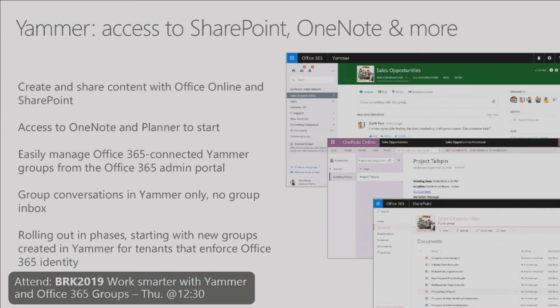So you just saw the demo. Yammer is now connected to Office 365 Groups. So when you create a group in Yammer, it creates an Office 365 group. And you saw everything that you could do with it, so I don't have to explain each of those pieces again. So now you have access to your SharePoint, notebook, and more. You are managing that group centrally in your Azure Active Directory portal, just like any other group, because it is the same group. We are in the process of rolling that functionality out. So if your tenant is connected to Office 365 identity with Yammer, you will be the first one to receive that functionality.